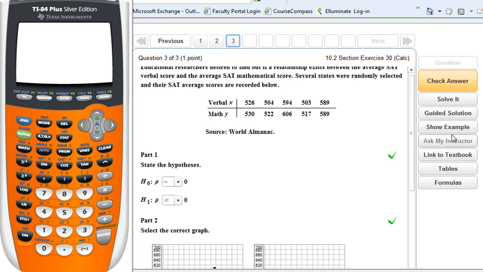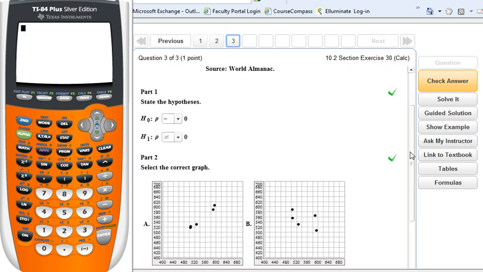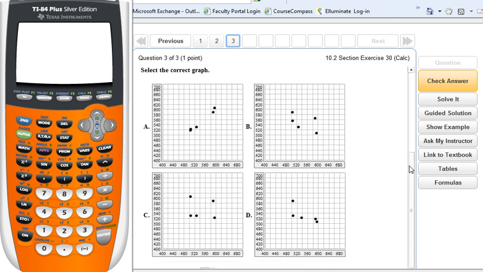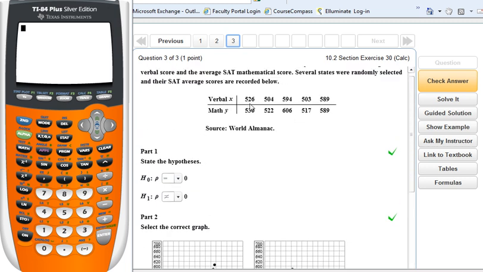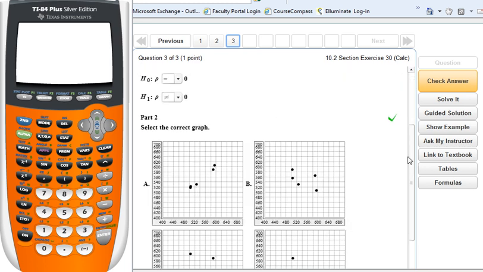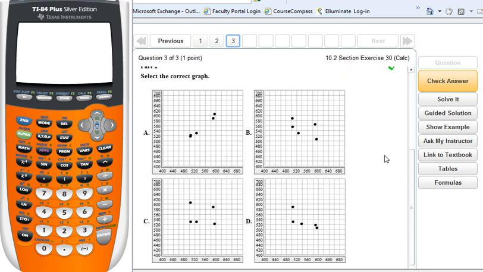So remember, we always start off with the hypothesis. The null is equal and the alternative is not equal. So at this point we need to choose a graph. We could very easily just take our ordered pairs like 526 and 530 and come down and find 526 and 530 and kind of move around that way.